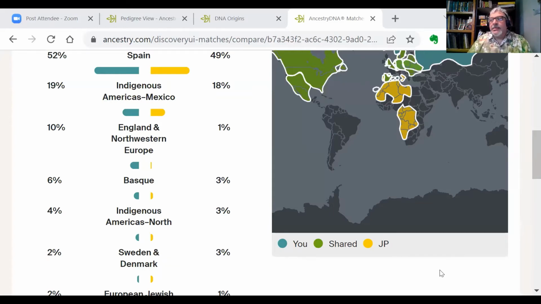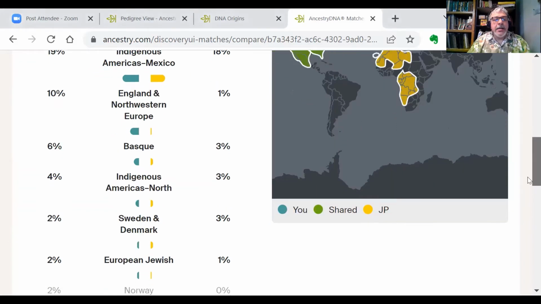Hispanic. And I believe that's a great grandfather. So you may see some other stuff in here. So again, Spain, he's getting about 49% Spanish, as opposed to my 52, 18% Indigenous Americas, Mexico, and then 1% England or Northwestern Europe. Now that's the interesting thing. His mother has 12, he has 1.